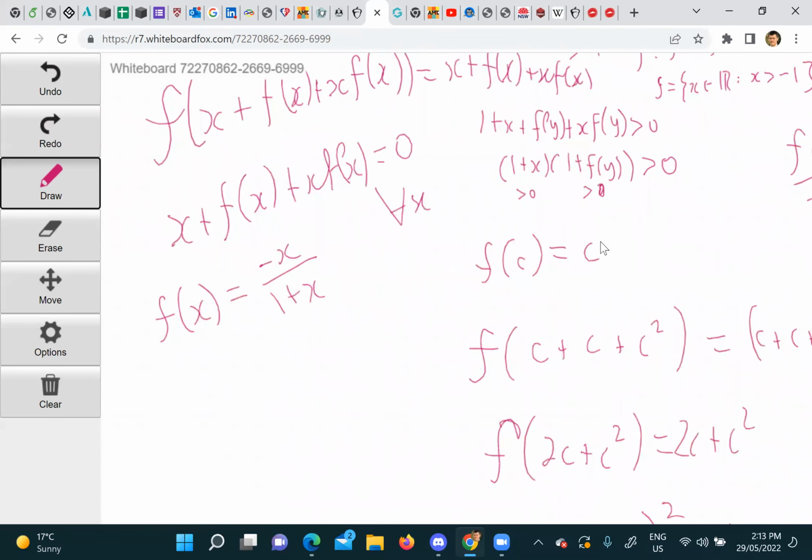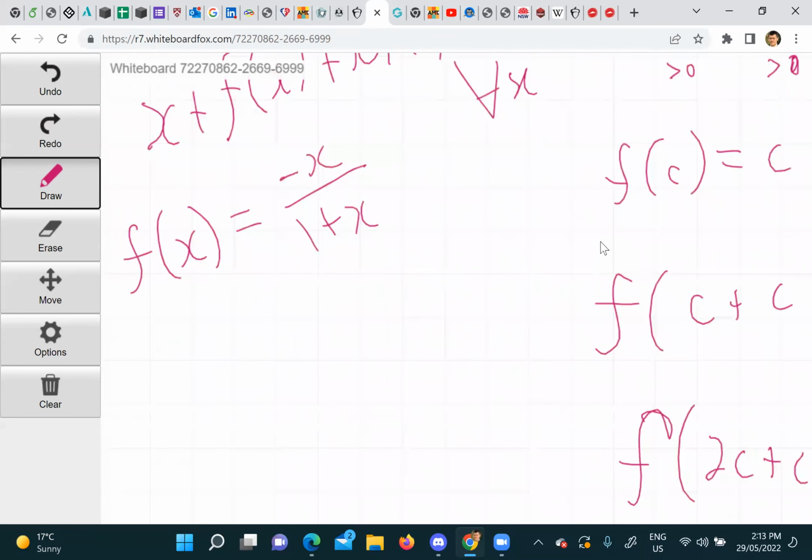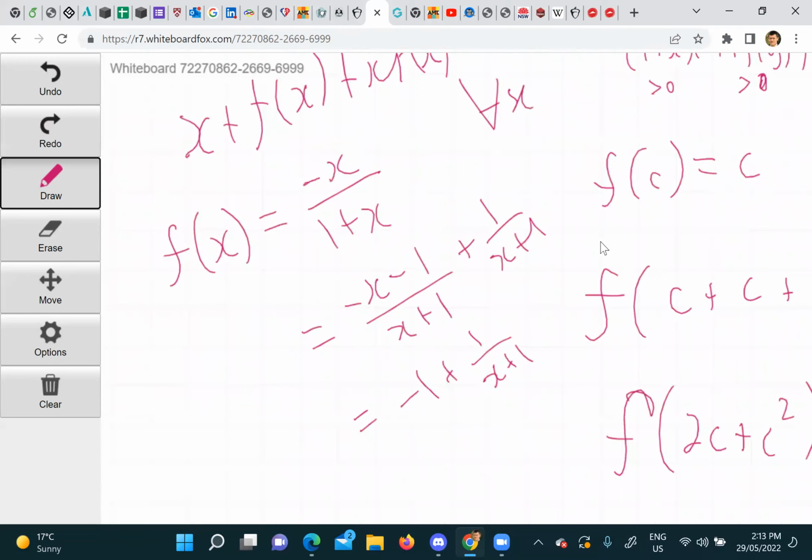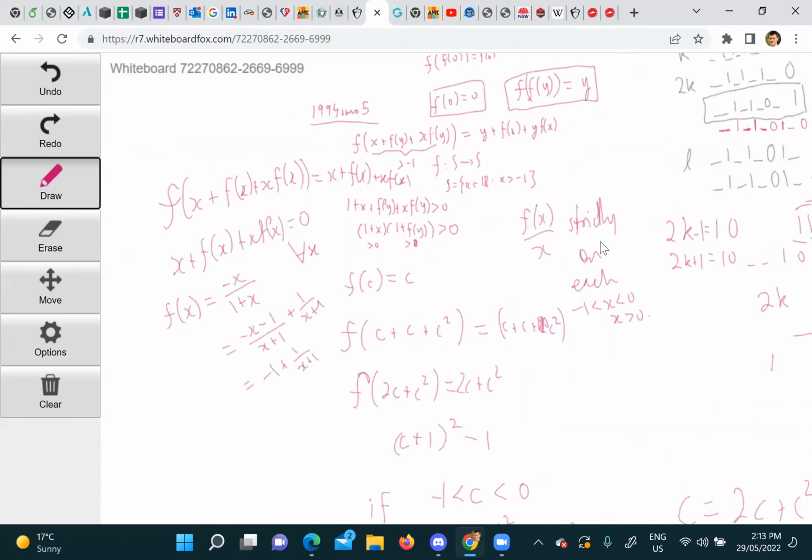Wait, what's another way of writing this? Equals minus x minus 1 plus 1 on x plus 1, so this is minus 1 plus 1 on x plus 1. Yeah, and that works. It satisfies both conditions.